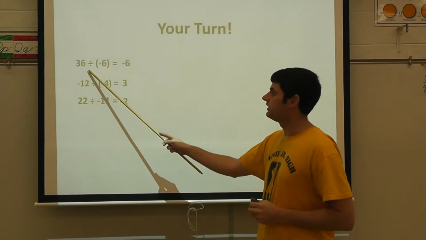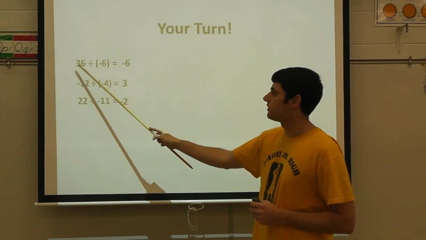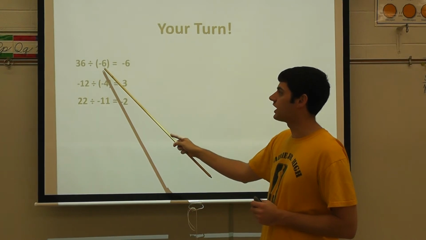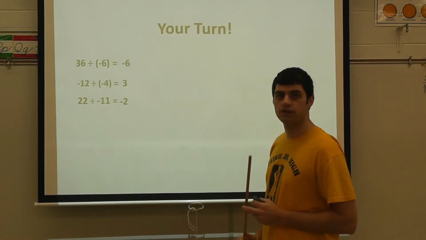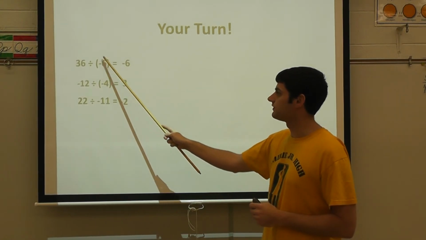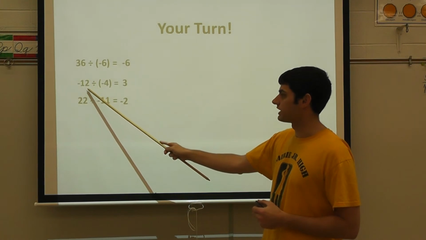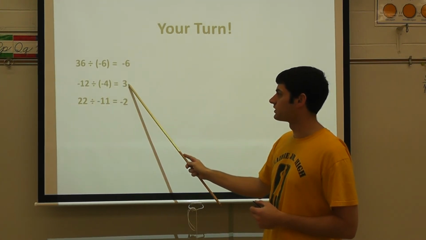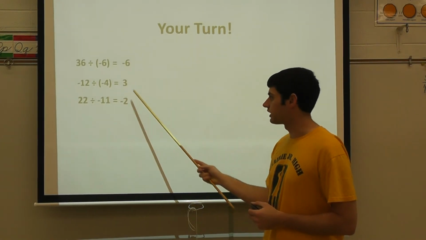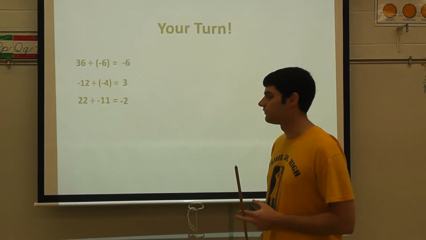Okay, in these problems you should have gotten 36 divided by 6, which is 6. A positive and a negative is a negative, so 36 divided by the quantity of negative 6 equals negative 6. Again, if I check it over, negative 6 times negative 6 would be positive 36. In our second problem, 12 divided by 4 is 3. A negative and a negative is a positive. To double check my work, positive 3 times negative 4 is negative 12.